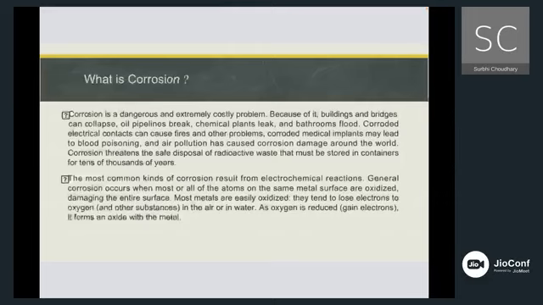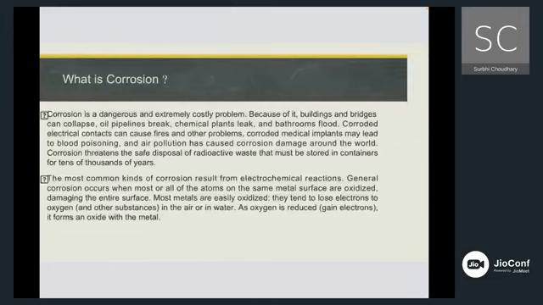in the water. As oxygen is reduced, that means reduction takes place when there is a gain of electrons, and it forms an oxide. So metal oxides are formed. Metal oxide with iron, we can say, is iron oxide. We can commonly call it rust.